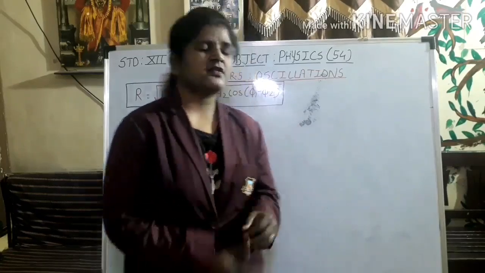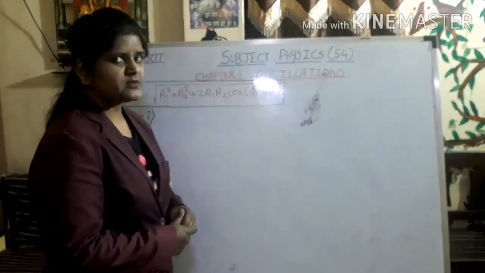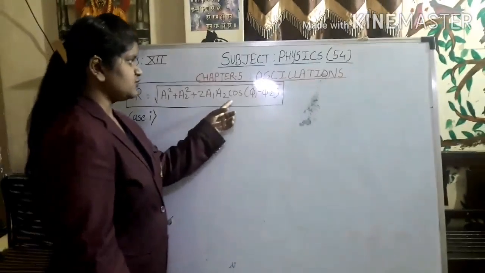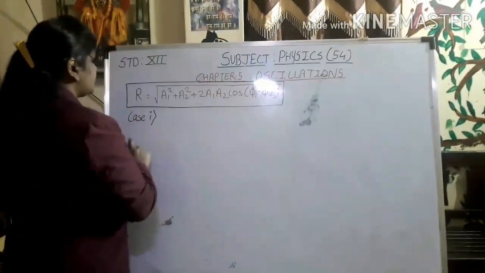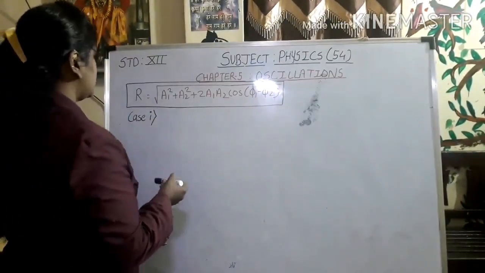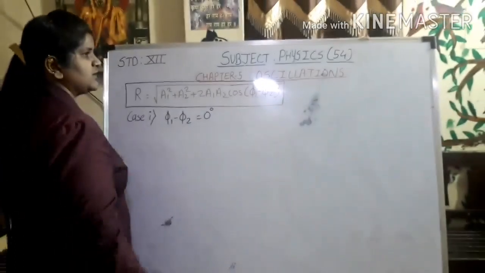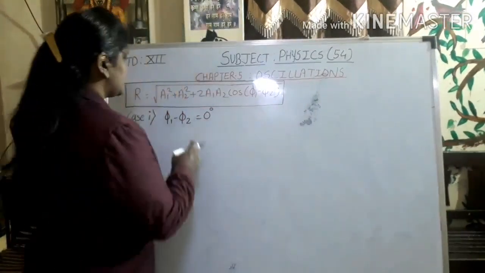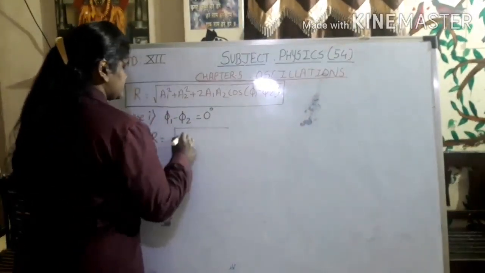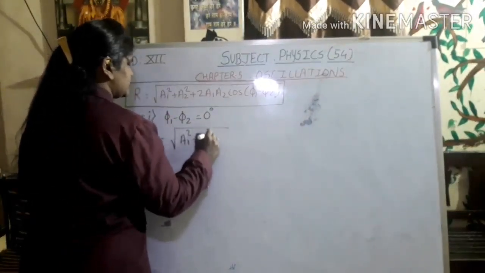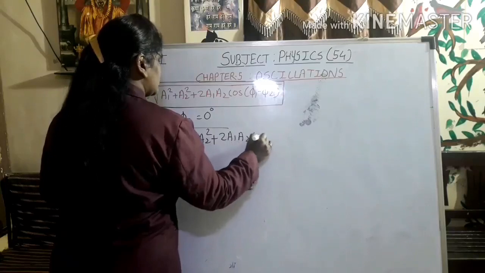So let's move towards the first point, which is r is equal to the square root of a1 square plus a2 square plus twice a1 a2 cos of phi1 minus phi2. The first case that we are going to consider is when phi1 minus phi2 becomes 0 degree, which is in phase. So what happens to this? That will become r is equal to the square root of a1 square plus a2 square plus twice a1 a2 cos of 0 degree.